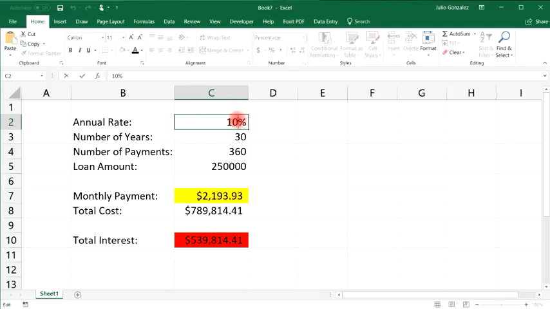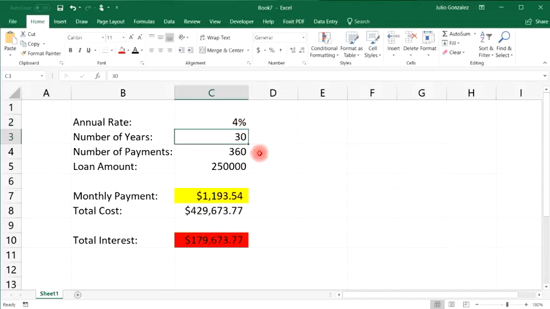Now let's go back to, let's say, a nice 4% interest rate. The second way that you can reduce the amount of interest that you pay over the long run is to pay off the loan quickly. So here we have 30 years in which we're going to pay it. And right now the total interest payment is $179K. So let's say we get a 20-year loan instead of a 30-year loan. Notice that it dropped from $179K to $113K. So that's a huge savings of almost $66,000.